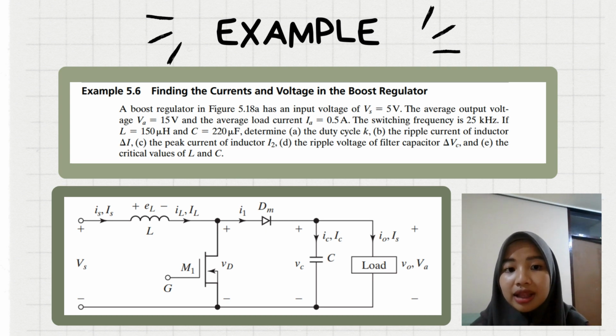By doing the simulation in the MATLAB, we can figure out how the MATLAB was made up to get the output of 15 volt. Okay, for the average load current, we use 0.5 ampere, and the switching frequency, we use 25 kilohertz. Also, we use the inductor as 150 microhenry, and the capacitor is 220 microfarad. Okay, based on this figure, we use the information that I have been told earlier to get all the information, and we summarize it in the MATLAB.